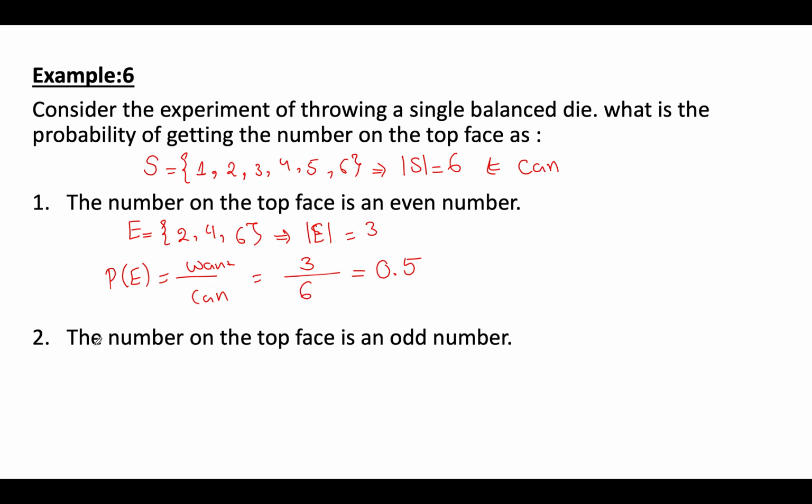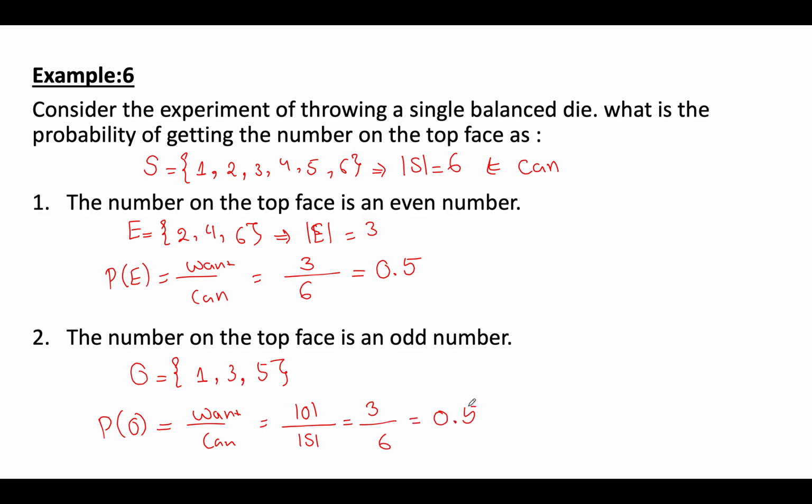Okay, how about the number on the top face being an odd number? So O, the event here, is I might get 1 or 3 or 5. The probability of getting an odd number is equal to want over can. Here what I want is an odd number, so all the elements of odd numbers, and what I can get is all the possible outcomes in this experiment. So here we've got 3 over 6, which is also equal to 0.5.